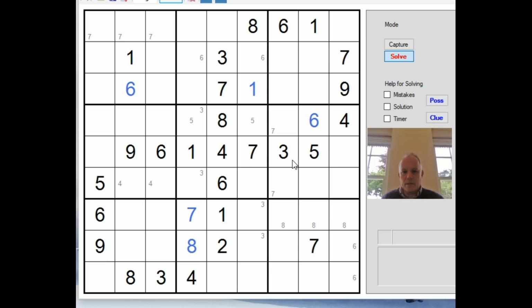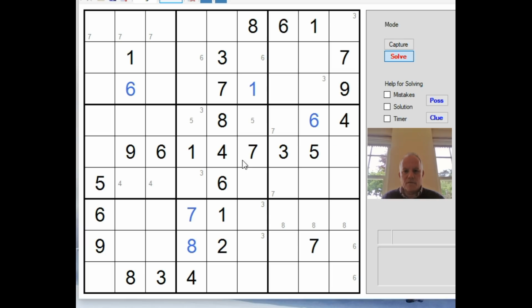Anything else going on? What else might be useful here? 6, 9, 8, 3, 4, 5. Probably missing something fairly clear at the moment, but that's the way it goes. That can happen. 3s, we're down to 2 possible locations in the top right box.